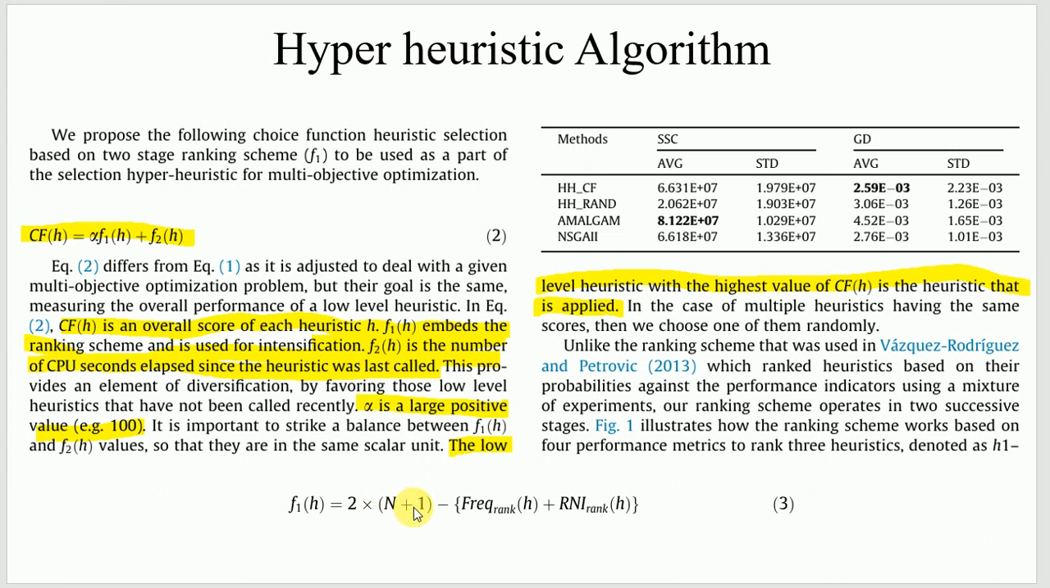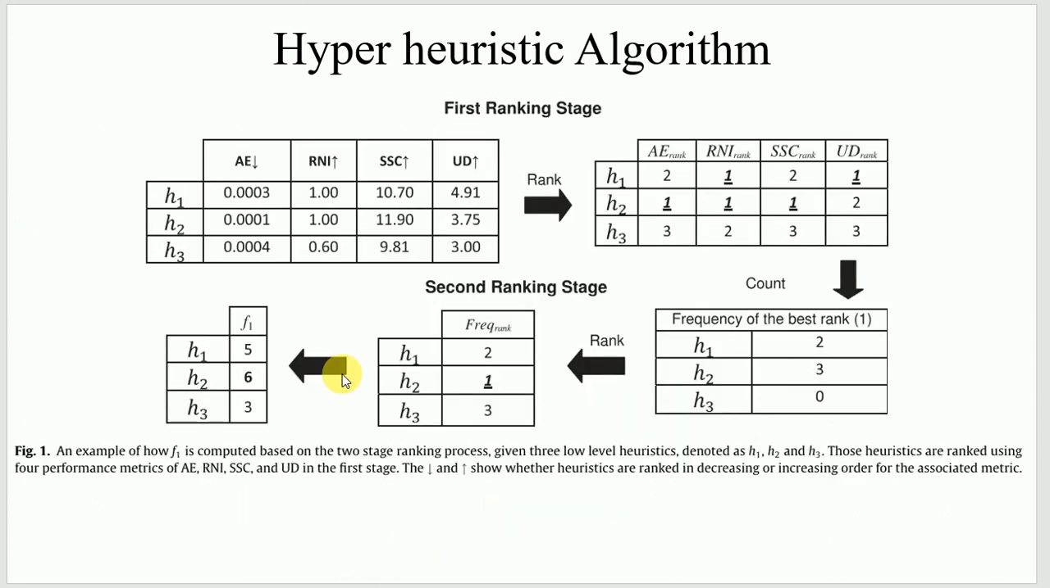So 3 plus 1 equals 4. 2 into 4 equals 8. So equation 3 becomes 8 minus the addition of the frequency rank and RNI rank of that particular heuristic. So again, for this particular paper, equation 3 becomes 8 minus the addition of frequency rank and RNI rank of a particular heuristic. I will give an example here.